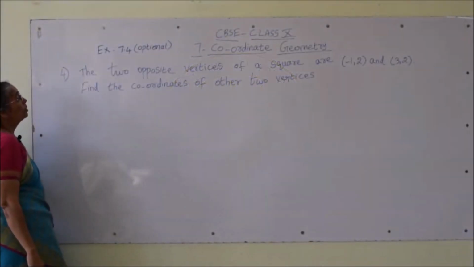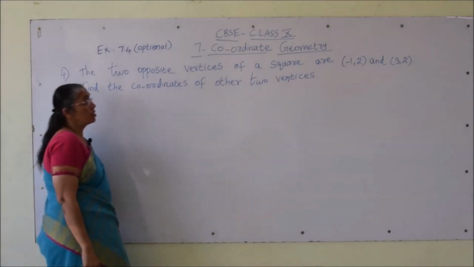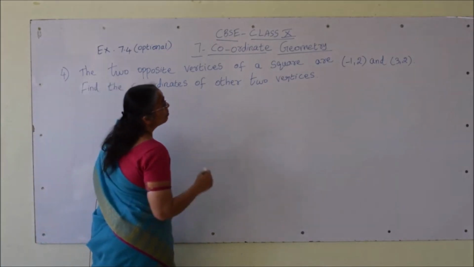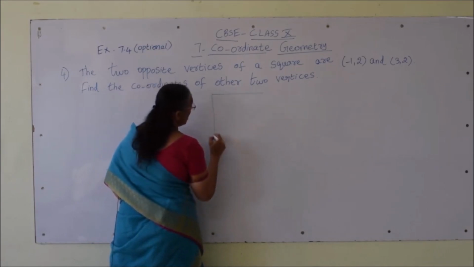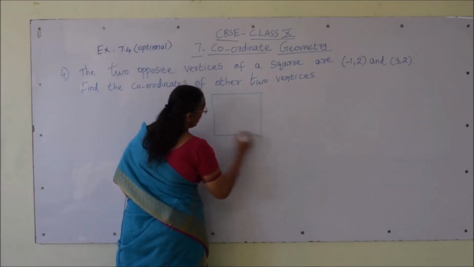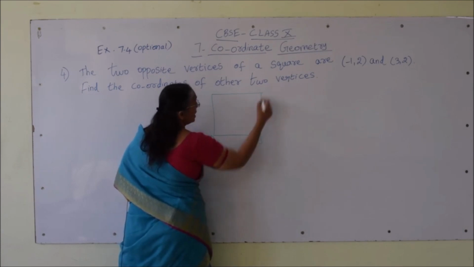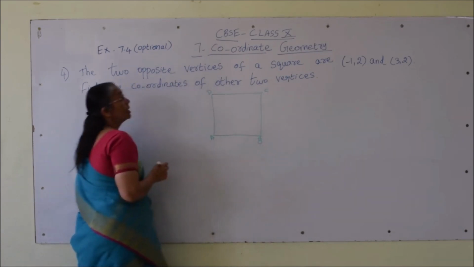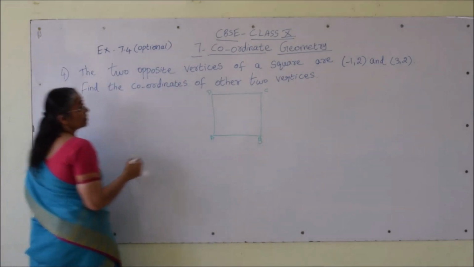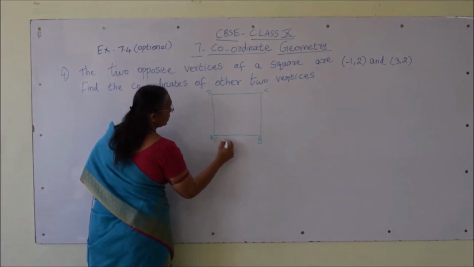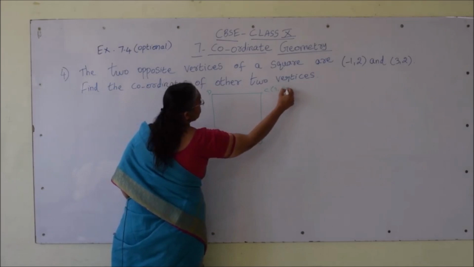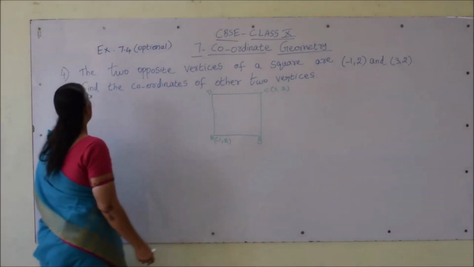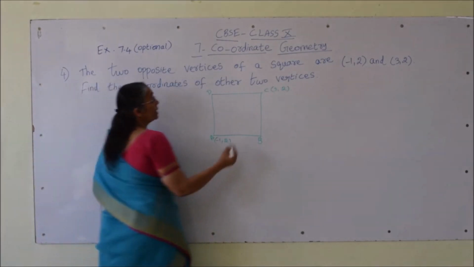Fourth problem: the two opposite vertices of a square are given, (-1, 2) and (3, 2). Suppose this is a square ABCD we will consider. ABCD is a square. In this, vertex A and vertex C are given. A vertex is (-1, 2), C vertex is (3, 2). So, these two vertices are given. Find the coordinates of the other two vertices.